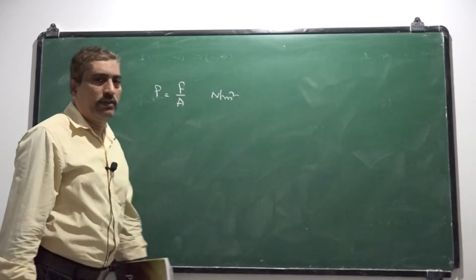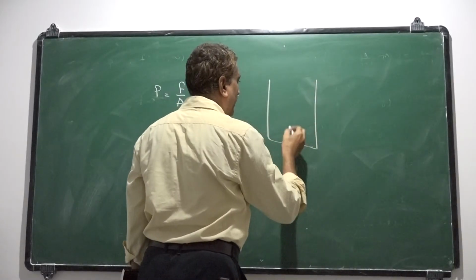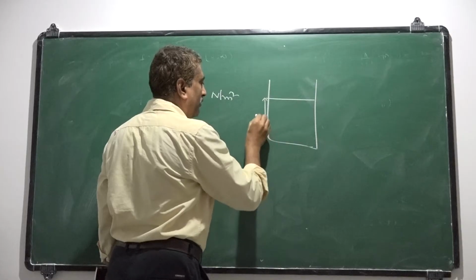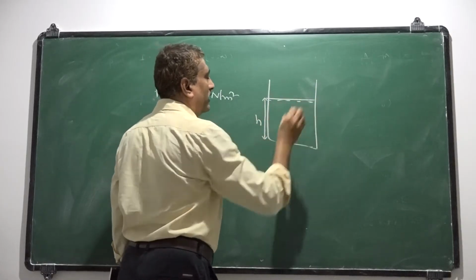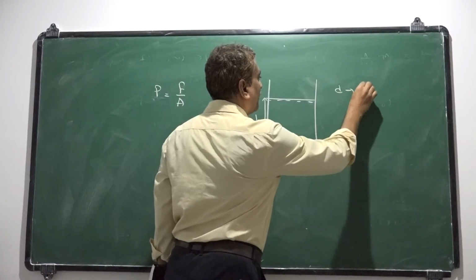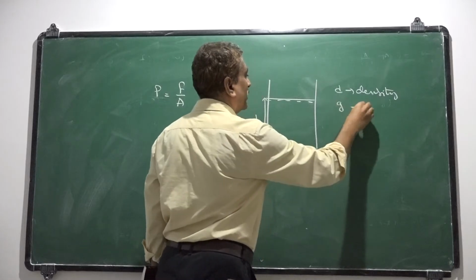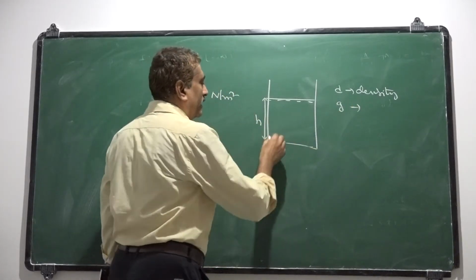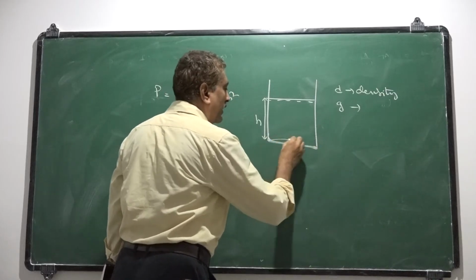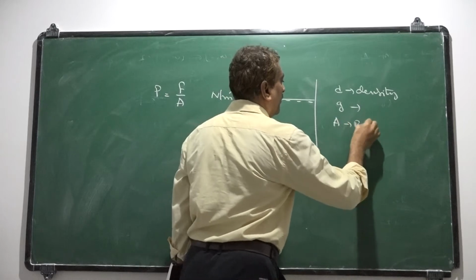Suppose in the case of a liquid, we take a beaker with liquid in it, up to a height h. The level of liquid in the beaker is up to a height h, d is the density of the liquid, g is acceleration due to gravity, and A is the base area of this container or jar.